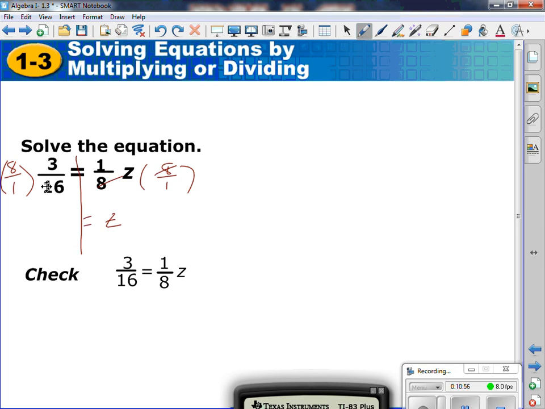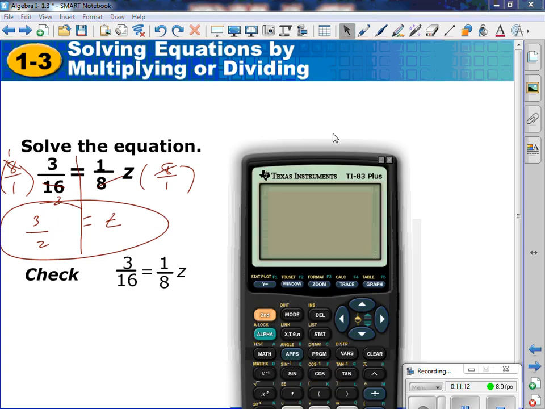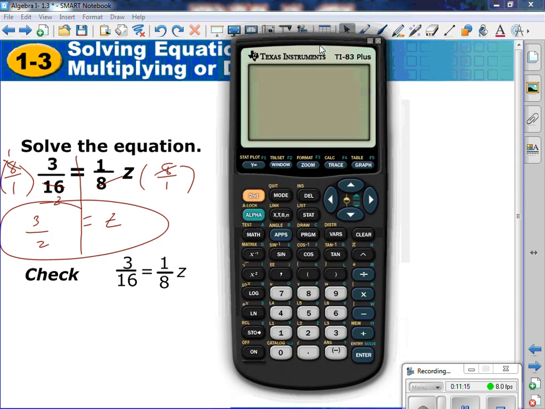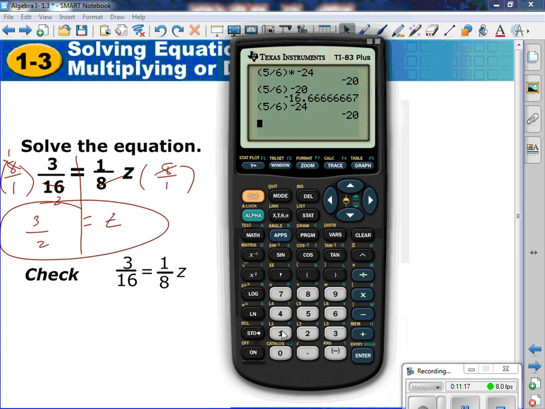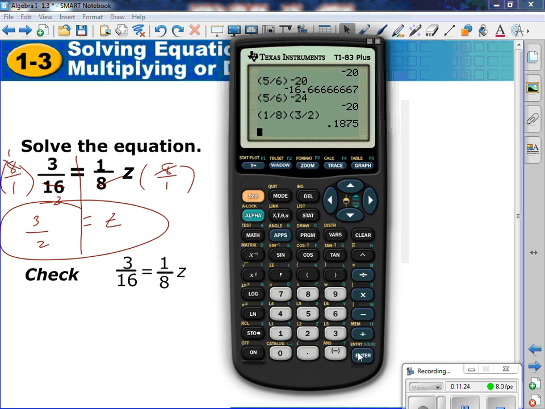Can I do any cross simplifying? 8 goes into 16 how many times? So once in the 8, twice. 1 times 3 is 3. 1 times 2 is 2. Just to check my work, 1/8 times 3 halves. I get that. Math, enter, enter. 3/16. My answers match up.